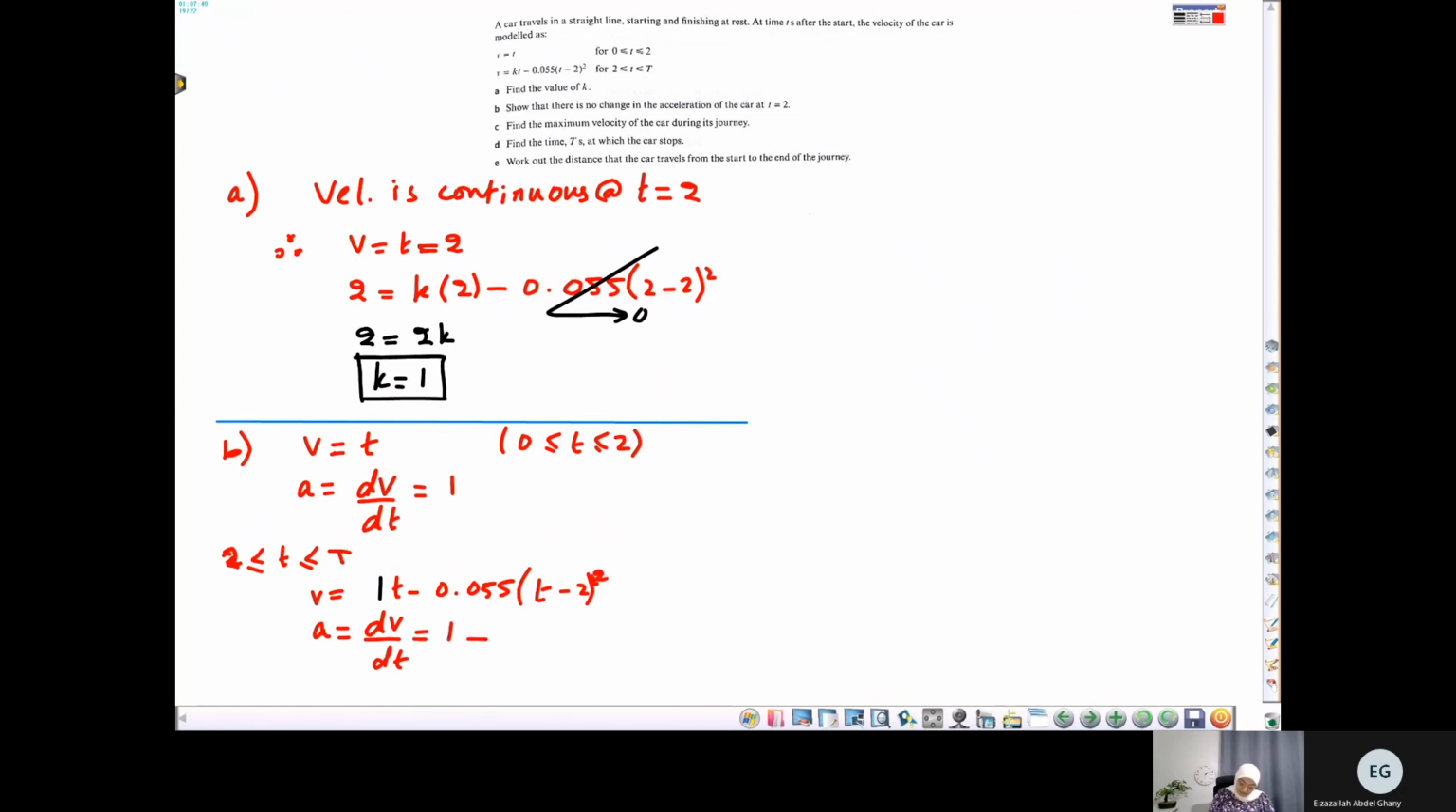How to differentiate a perfect square? To differentiate a perfect square, you can just expand, or you derive it by the chain rule, which is derivative of bracket multiplied by derivative of what's inside the bracket. Remember? Differentiation of pure 1. So it will be 2 into 0.055 into t minus 2.